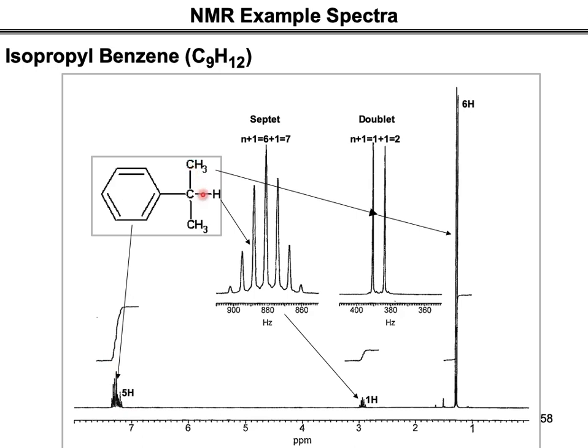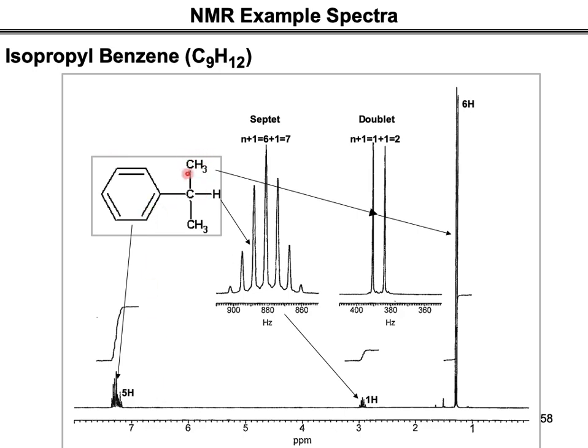So how many signals? 1, 2 and 3, right? The most shielded one is these methyls. After that, this proton is deshielded compared to the methyls, and the most deshielded are the aromatic protons. So the CH3 is here, and then this proton is at 2.8, and the aromatic protons come in the deshielded region, at 7.3, right?